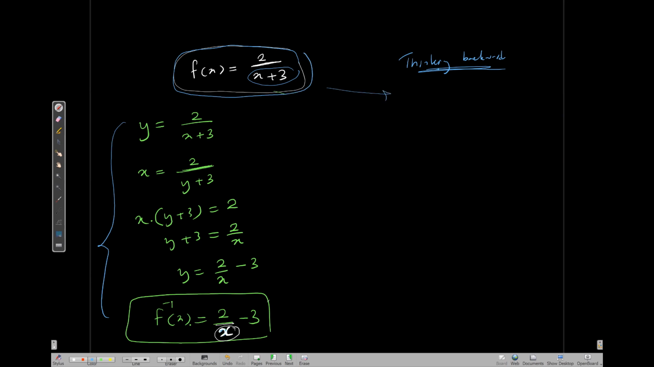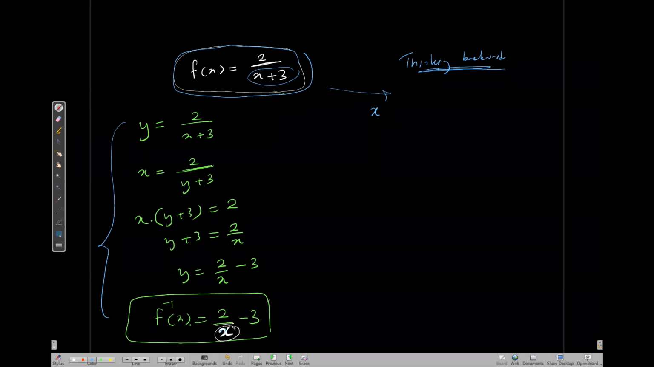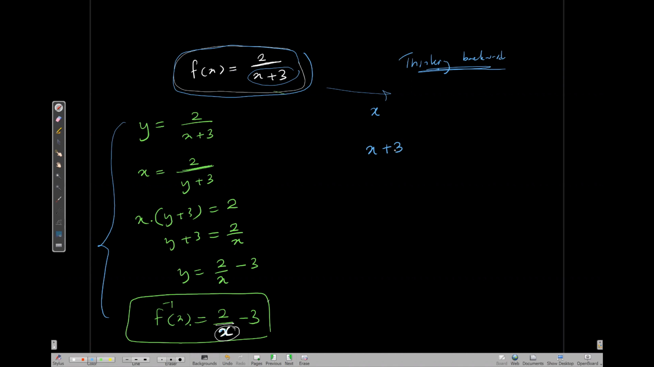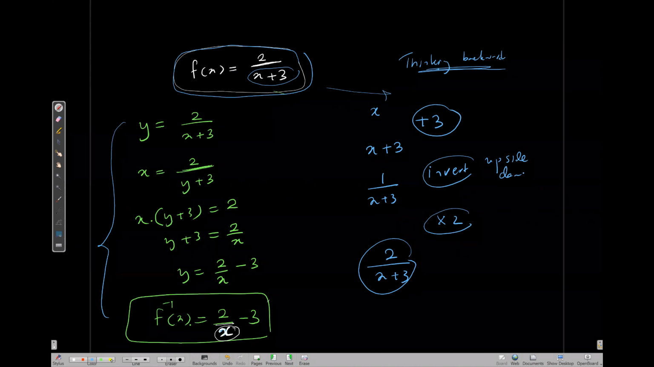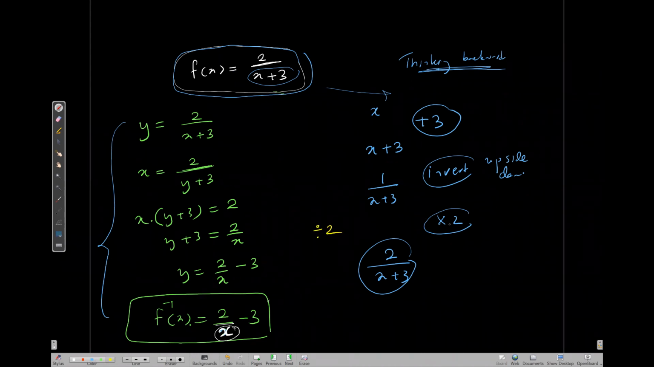If you break down this function, for your x, what first happens is you add 3. So x plus 3. Let me write down, add 3. This is the first step. Then you invert it, or reciprocal, upside down. Then you multiply by 2, so you get 2 times 1 over x plus 3. Now in order to go backwards, you first have to divide by 2, because you multiplied by 2 at the last step.